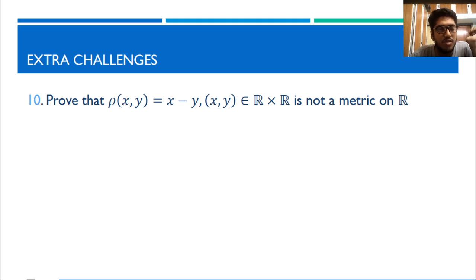Prove that rho of x comma y is equal to x minus y, for all x comma y belonging to R cross R, is not a metric on R. Think about this question. Give me your answer in another 30 seconds. I'll tell you when you can type in the answer. Please post.